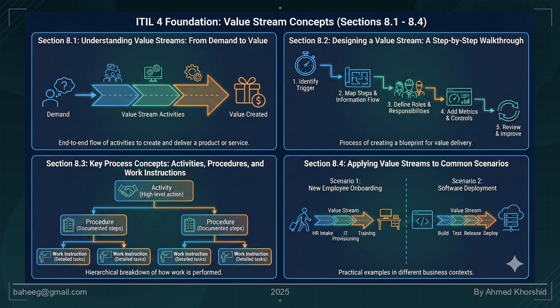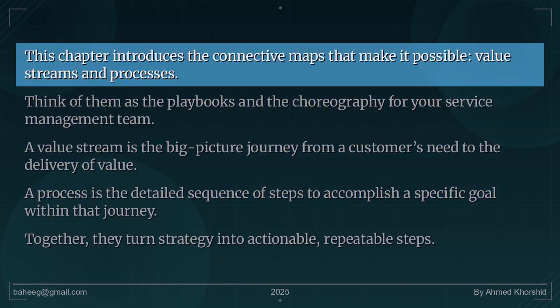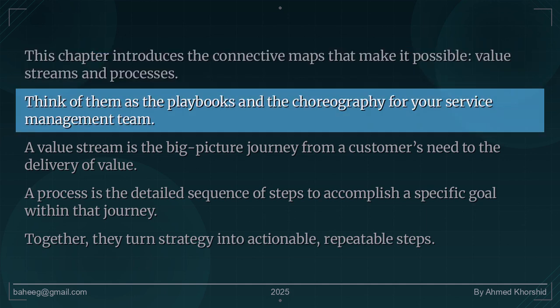Sections: 8.1 Understanding Value Streams, From Demand to Value; 8.2 Designing a Value Stream, a Step-by-Step Walkthrough; 8.3 Key Process Concepts, Activities, Procedures, and Work Instructions; 8.4 Applying Value Streams to Common Scenarios. This chapter introduces the connective maps that make it possible, value streams and processes. Think of them as the playbooks and the choreography for your service management team.